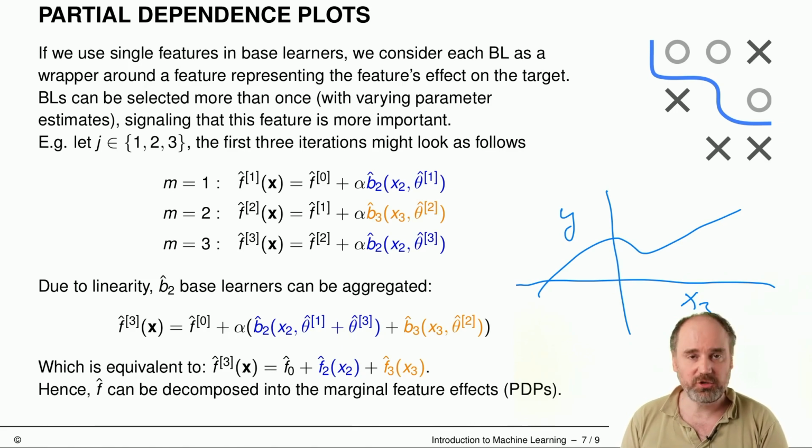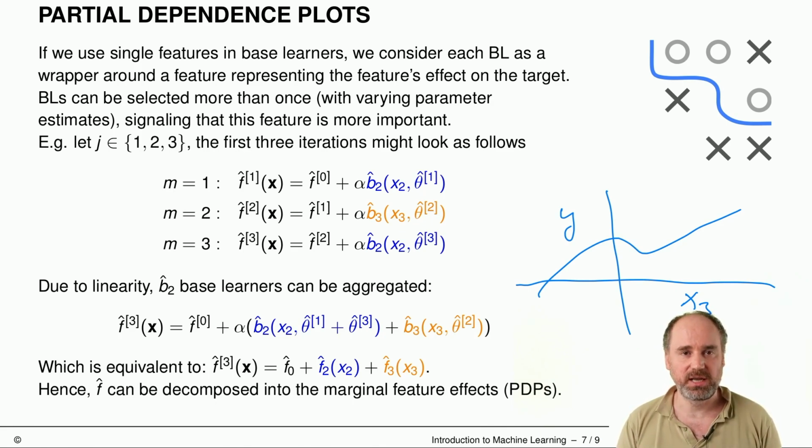If we use single features in our base learners, we can consider each base learner as a wrapper around the feature, representing the feature's effect on the target. We have already acknowledged that base learners can be selected more than once in different boosting iterations, usually with different parameter estimates. If that happens, we're usually not done adapting our model with respect to that feature. But the nice thing is that at the end we can collect all of the functions of the same type with respect to a specific feature, and add up all their different parameterizations.